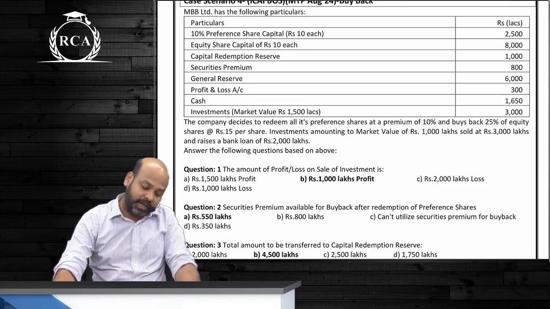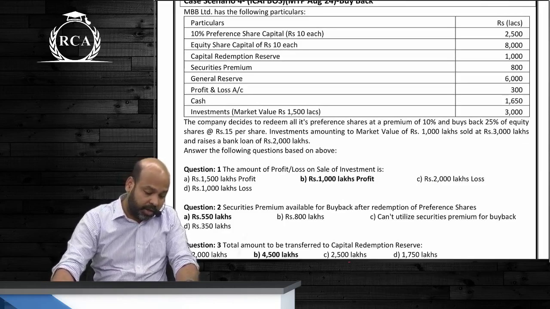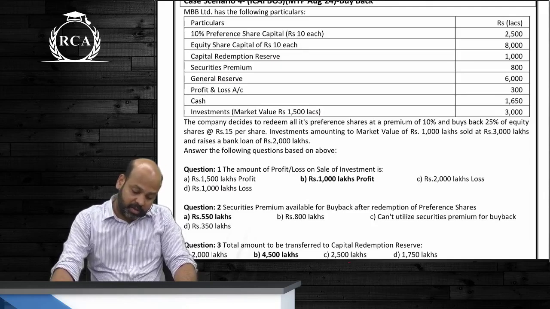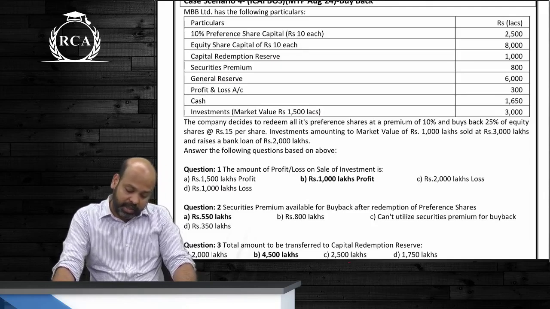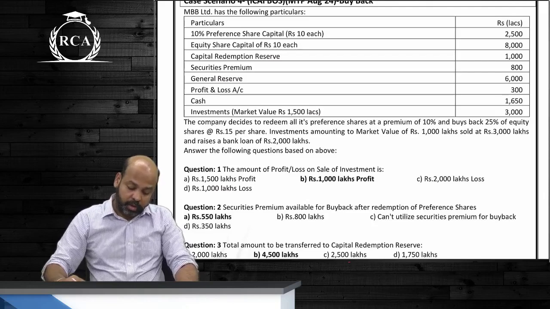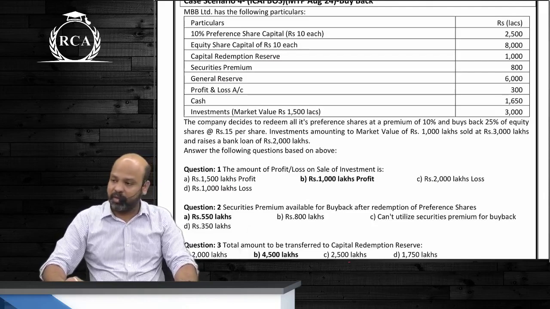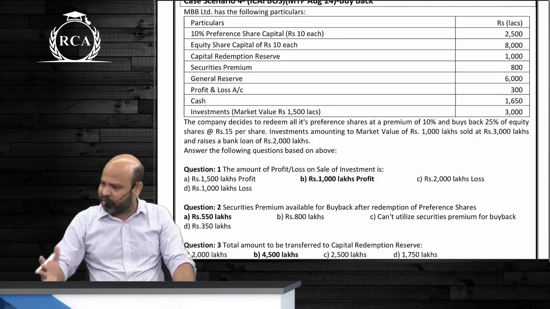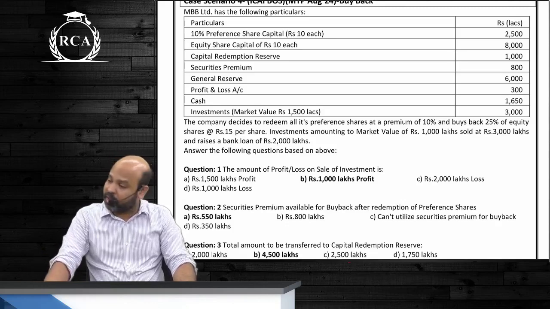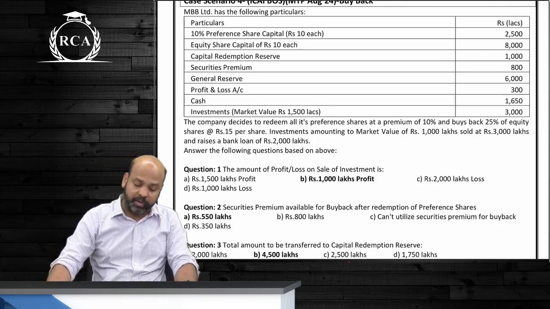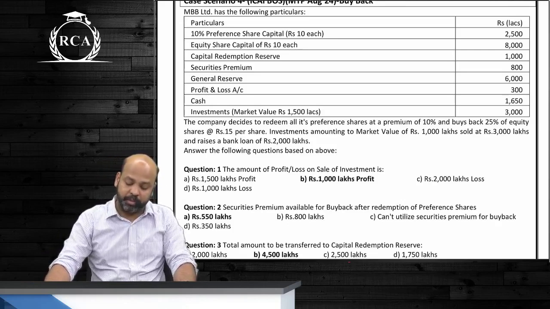Equity share capital is 8,000 lakhs. Existing CRR is 1,000. Securities premium as such, guys, is 800. General reserve, P&L, cash, investment. Investment's cost is how much, guys? 3,000. Market value is... The wording is ambiguous, beta, let's not go by it. Okay, clear so far. The company has decided to redeem all of its preference shares at a premium of 10%.